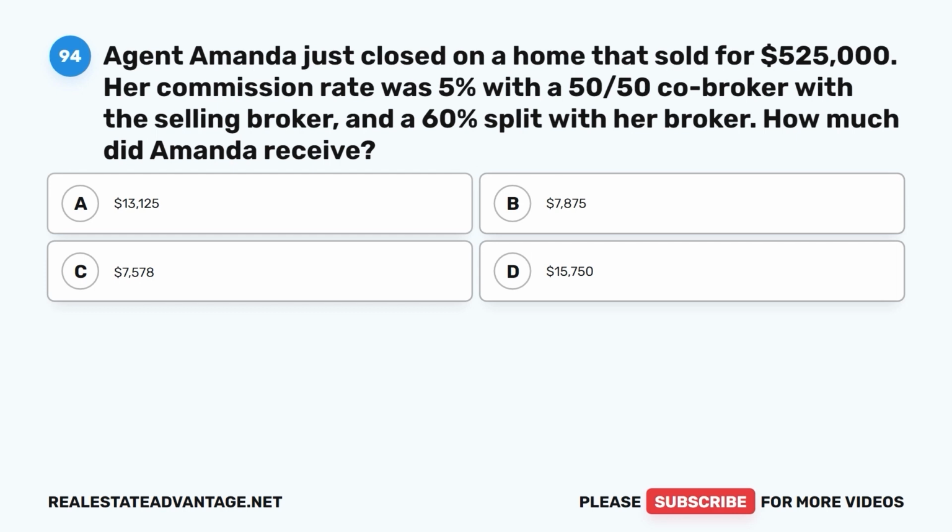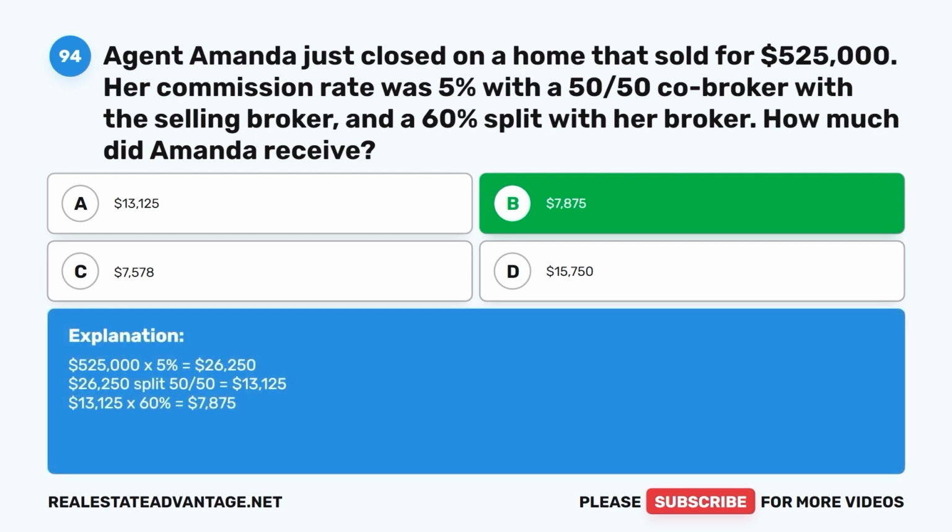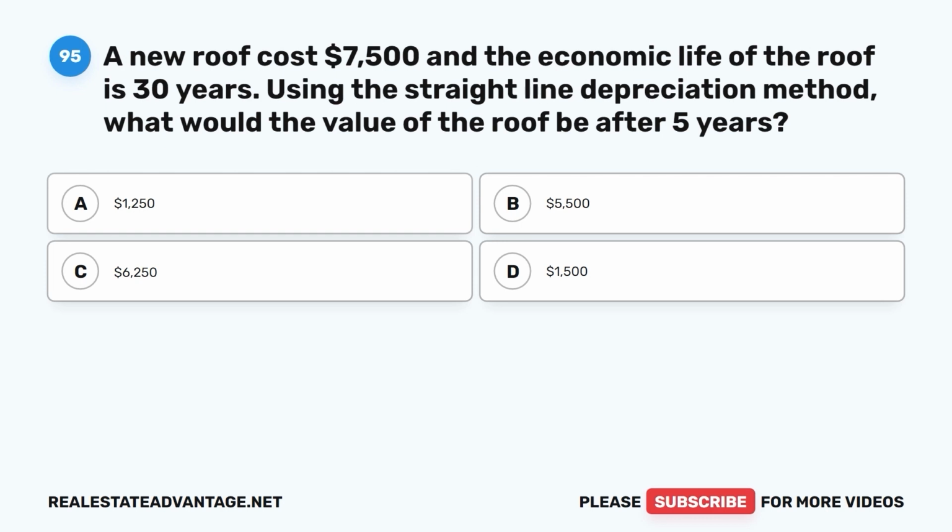A. $13,125. B. $7,875. C. $7,578. D. $15,750. The correct answer is B. $7,875. $525,000 times 5% equals $26,250. $26,250 split 50-50 equals $13,125. $13,125 times 60% equals $7,875.